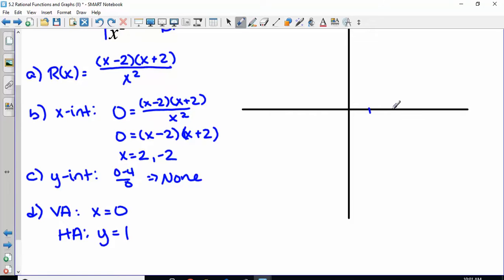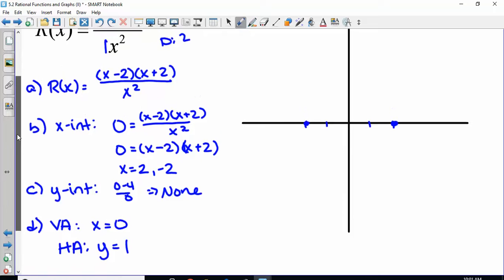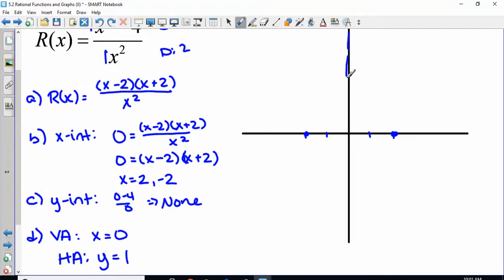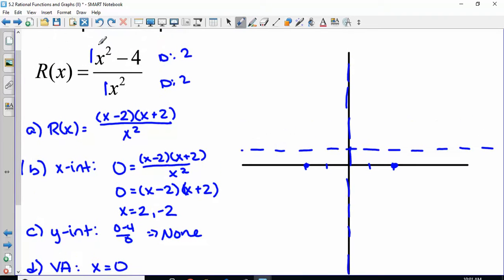Okay, so we hit the x-axis at positive 2 and negative 2. We don't hit the y-axis. We have a vertical asymptote at 0. Horizontal asymptote at 1. And then we need to graph. I prefer to plug in the original, but again, you have to put parentheses around the top because it's more than one term.